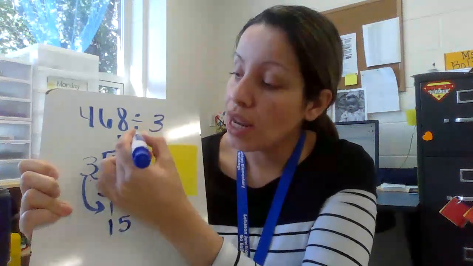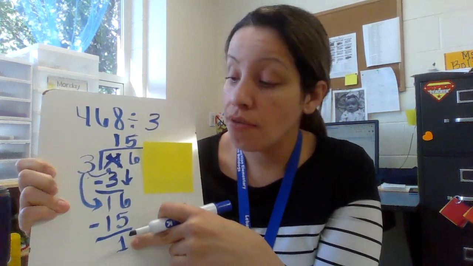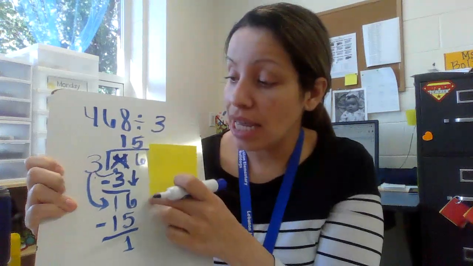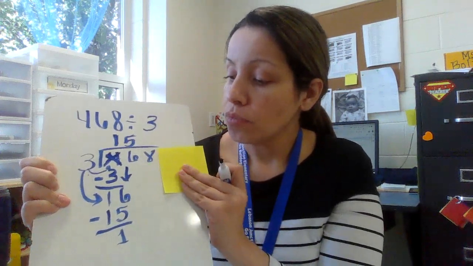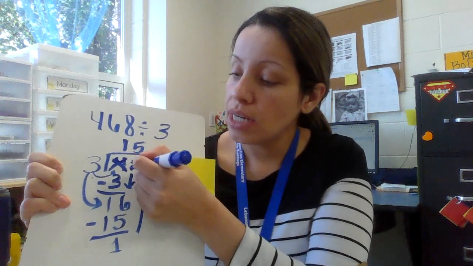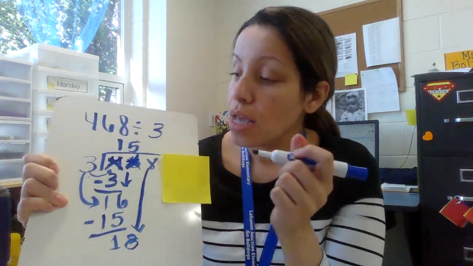5 times 3 is 15. So when I do 5 groups of 3, 15 are going in. And when I subtract, I have 1 left, which has a value of 10 because we're in the tens place for this number. Then I bring down the other number because I already took care of that 6. I don't need it anymore. So I'm going to bring down the next number, which is 8.